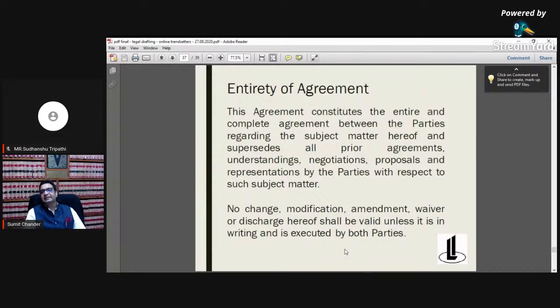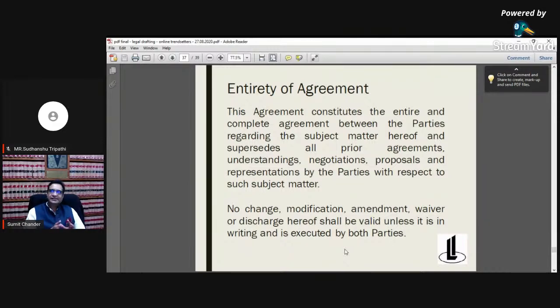In the entirety of the agreement, you mention that this agreement constitutes the entire and complete agreement between the parties regarding the subject matter hereof and supersedes all prior agreements, understandings, negotiations, proposals, and representations by the parties with respect to such subject matter. No change, modification, amendment, waiver, or discharge hereof shall be valid unless it is in writing and is executed by both parties. So now there is no ambiguity that the only thing we call an agreement is this agreement, and it supersedes all other prior understandings in whatever manner they were written. Do you see how specific it has been?